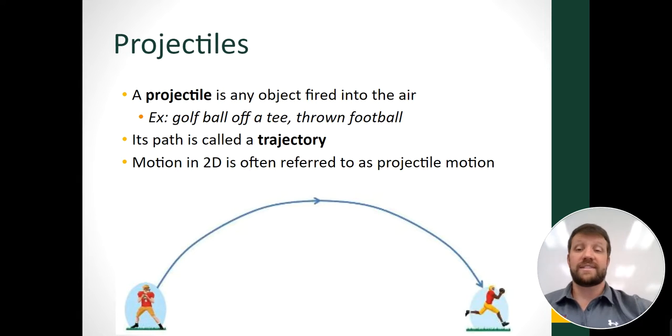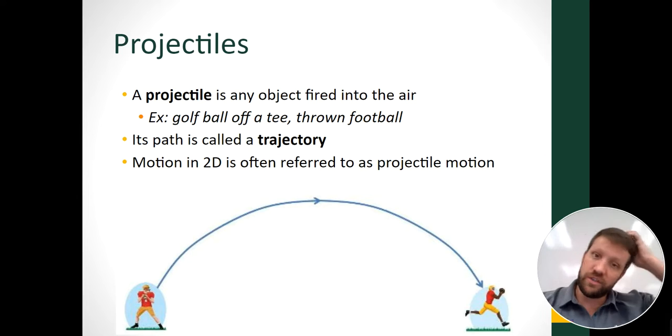All right, the last thing we need to get into, the big end piece for this unit, is projectiles and objects moving in two directions at once. So a projectile is any object fired into the air. An example could be a golf ball off a tee, a thrown football, anything that moves to some degree through the air. It has a path called a trajectory, and you could absolutely describe the path that it would take, and hopefully the diagram below helps describe that to some degree also. It's often referred to as projectile motion, with the object moving through the air being that projectile.